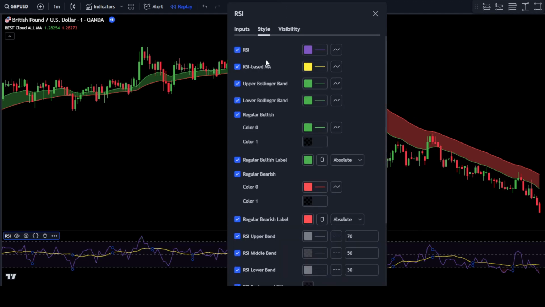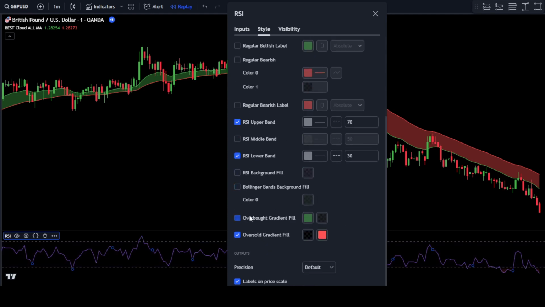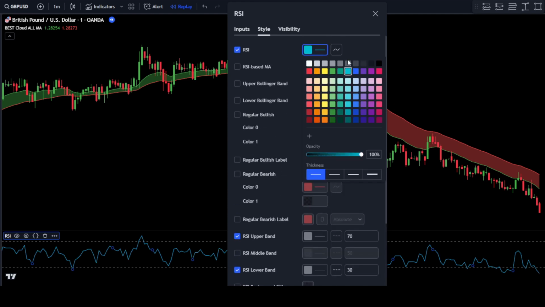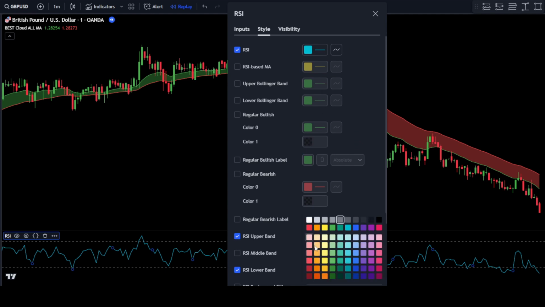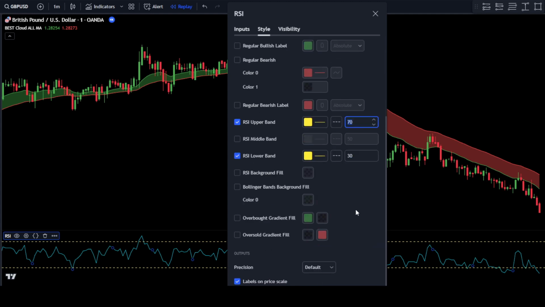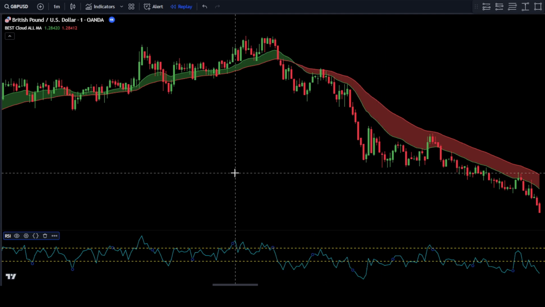In the Style tab, uncheck some unnecessary options and leave only the RSI, RSI upper band, and RSI lower band checked. After that, change the color of the RSI, RSI upper band, and RSI lower band to your preference. Next, change the level of the RSI upper band to 60. Then, change the level of the RSI lower band to 40. Once done, click OK to confirm the changes.